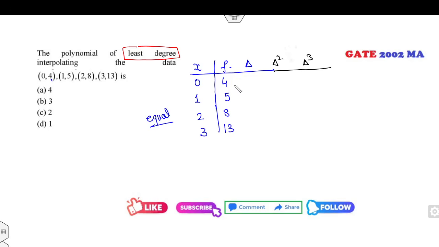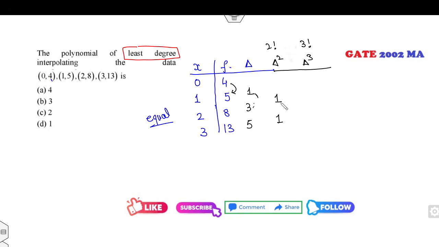Because they are equally spaced, I can simply subtract them. 1, 3, 5. They are not the same, so I can compute the second number. Because they are equally spaced, I have to divide the difference by 2 factorial, the next difference by 3 factorial. 2 divided by 2 factorial is 1. 5 minus 3 is 2, divided by 2, is 1.